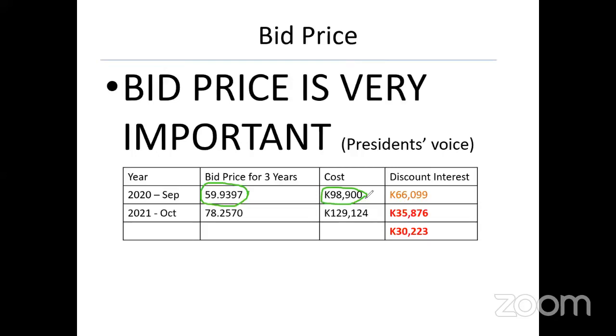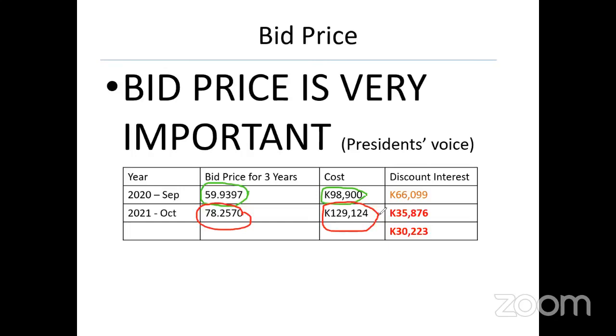a 165,000 bond. Now, if I had 100,000 kwacha again last October, this previous auction, this meant that the bid price has now changed. It has now increased to 78.257, meaning to get the exact same bond that I did for 165,000, that was the face value, I would now need to pay 129,124 kwacha to get the exact same deal.